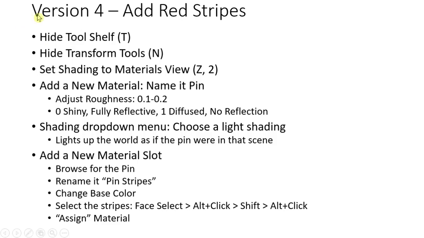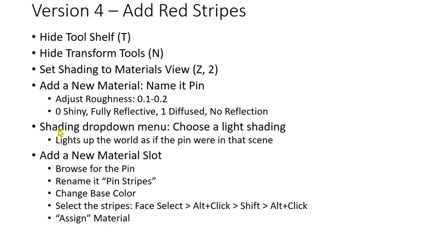Okay, so now that you have version 4 saved, we're going to add the red stripes. Hide the tool shelf by clicking T, the shortcut, and hide the transform tools by clicking N. Set the shading to the materials view, and there's a shortcut for that, Z and then 2. We will add a new material. We're going to name it pin. We'll adjust the roughness so that it creates a nice reflective surface.